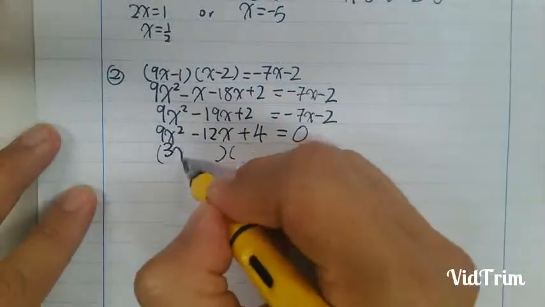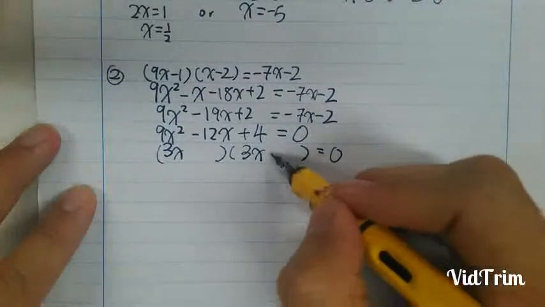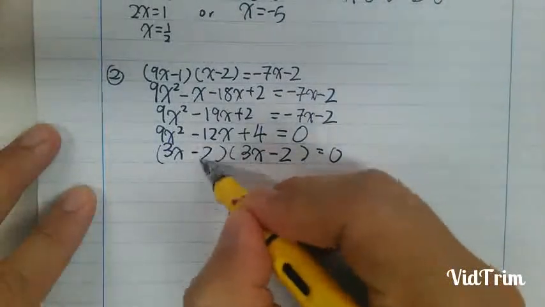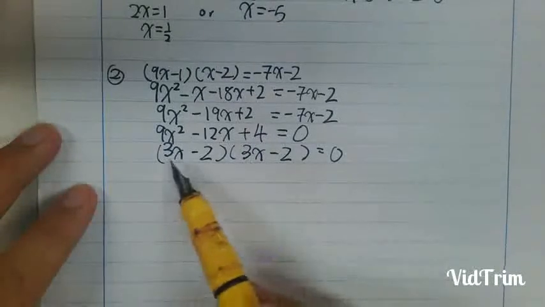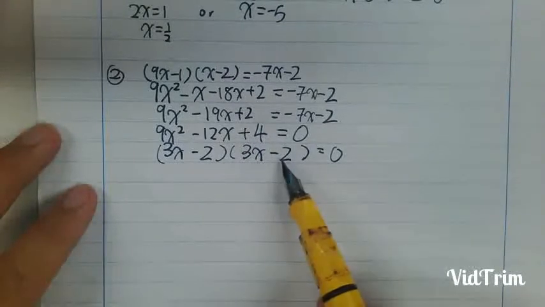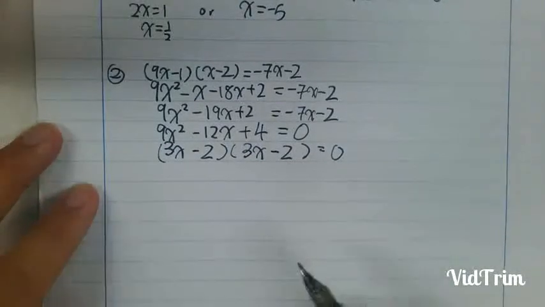factorize. 9x squared can be expressed as 3x and 3x, and 4 can be expressed as negative 2 and negative 2. We check to see if it's correct. Negative 6x twice, they add up to give me negative 12x. So therefore, we know that this is a correct factorization.